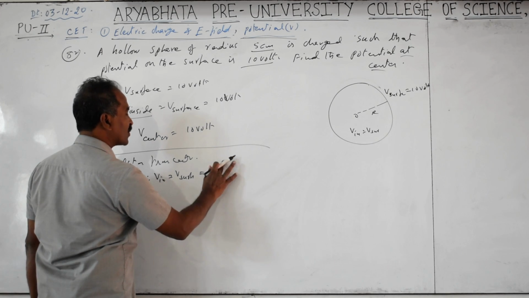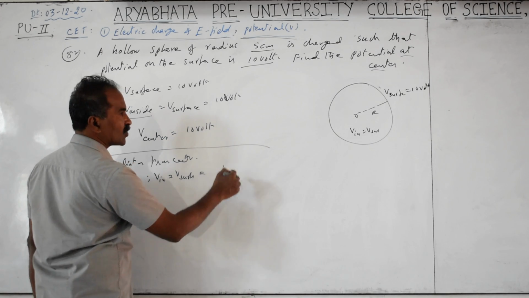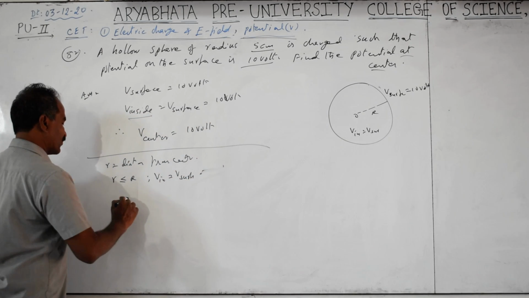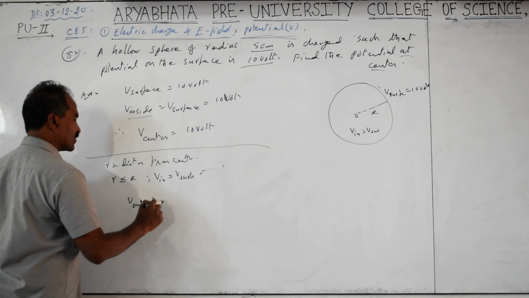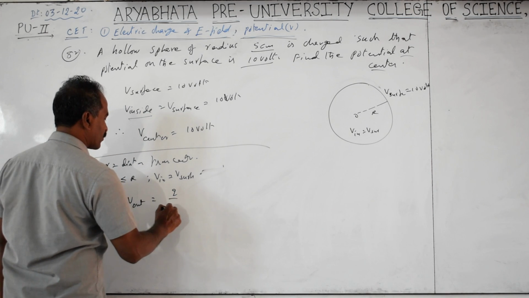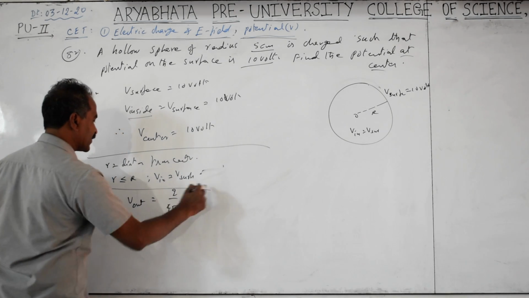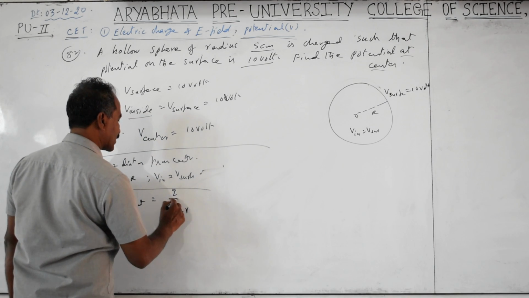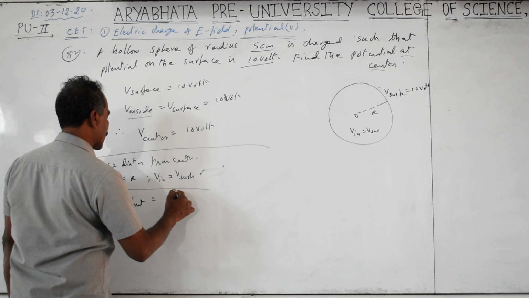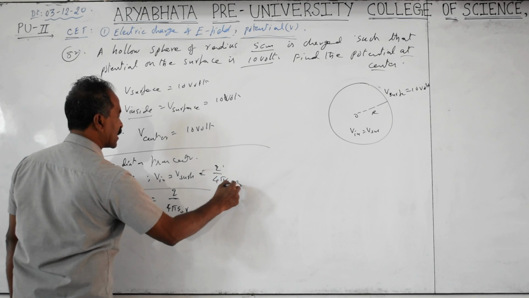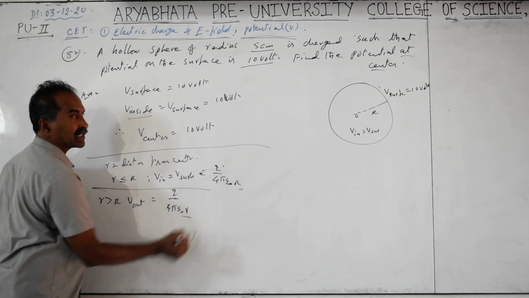V surface is nothing but, given 10 volts, equal to Q by 4 pi epsilon naught capital R. But if it is outside only, the formula will be different. V outside is nothing but equal to Q by 4 pi epsilon naught into the distance r. Outside means r is greater than capital R. And V surface is equal to Q by 4 pi epsilon naught into capital R. Here the distance is small r versus capital R, that is the difference.